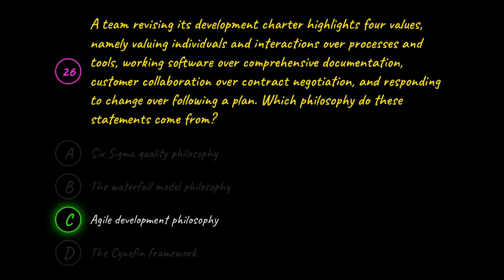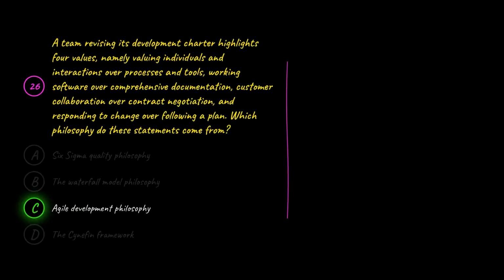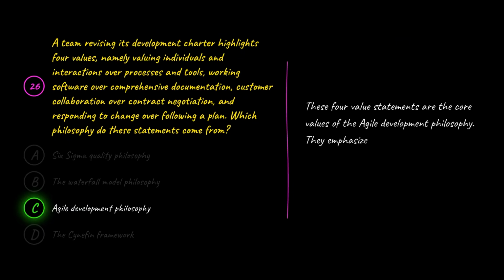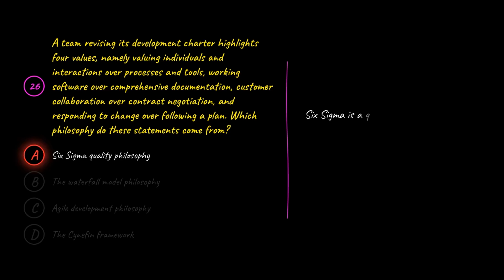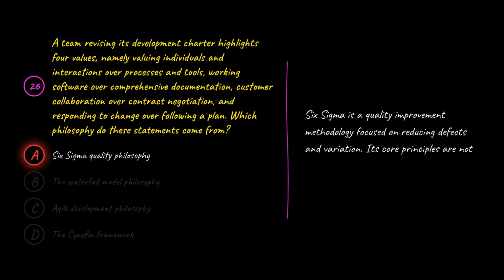The correct answer is C. Agile development philosophy. C is correct because these 4 value statements are the core values of the Agile development philosophy. They emphasize people, working software, collaboration, and adaptability over rigid processes, documentation, contracts, and plans. A is wrong because Six Sigma is a quality improvement methodology focused on reducing defects and variation. Its core principles are not these 4 value statements.